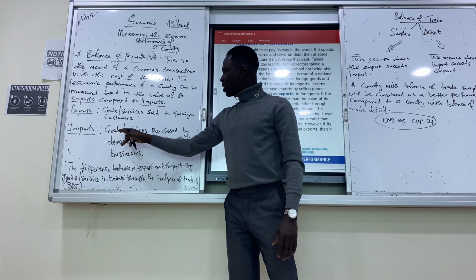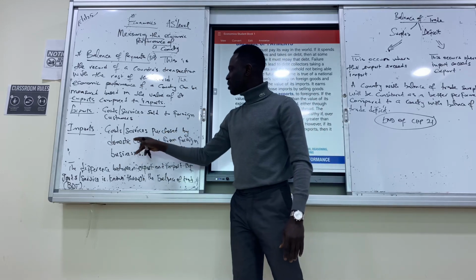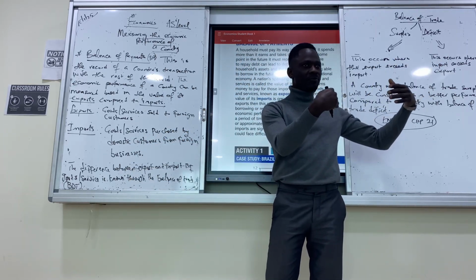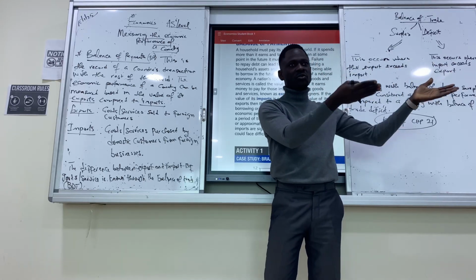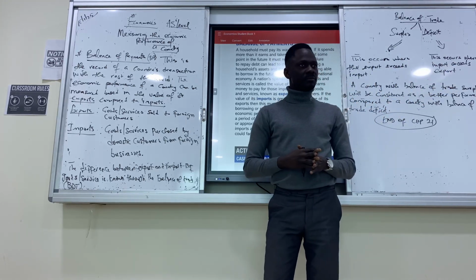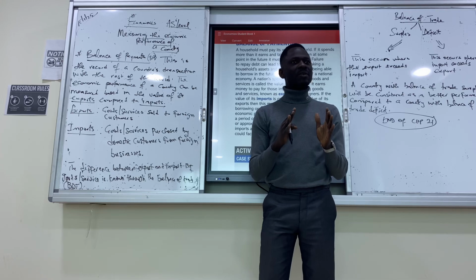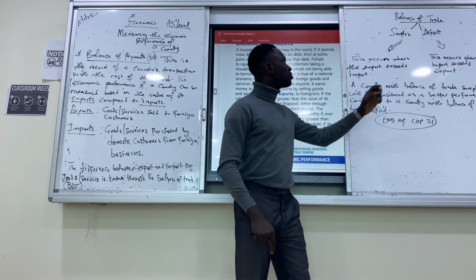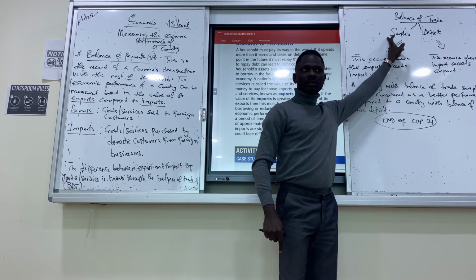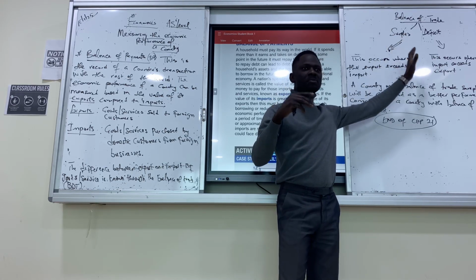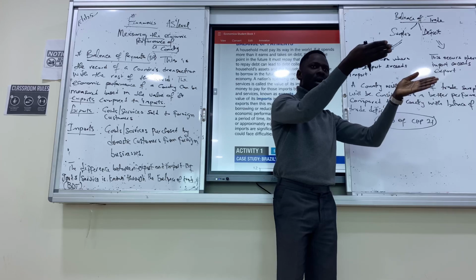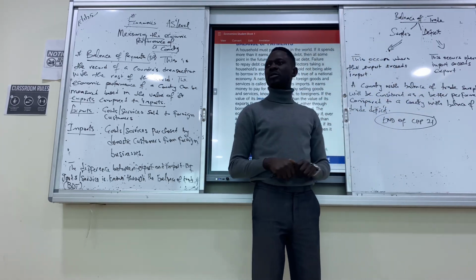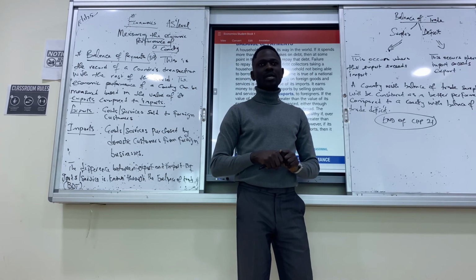And for imports, goods and services purchased by domestic customers from foreign businesses. So these goods that we buy from outside of the country are called imports. Do we understand the difference between import and export here? So the difference between export and import is known through the balance of trade. So balance of trade is simply talking about what is being sold and what is being bought. Sold, export; bought, import. Do we get it?